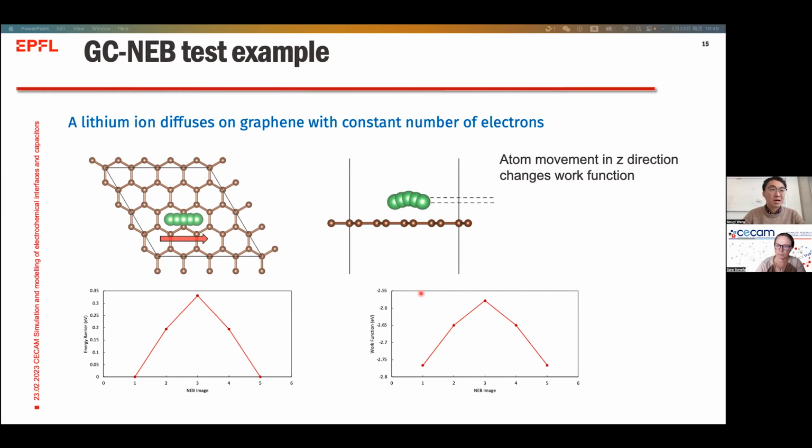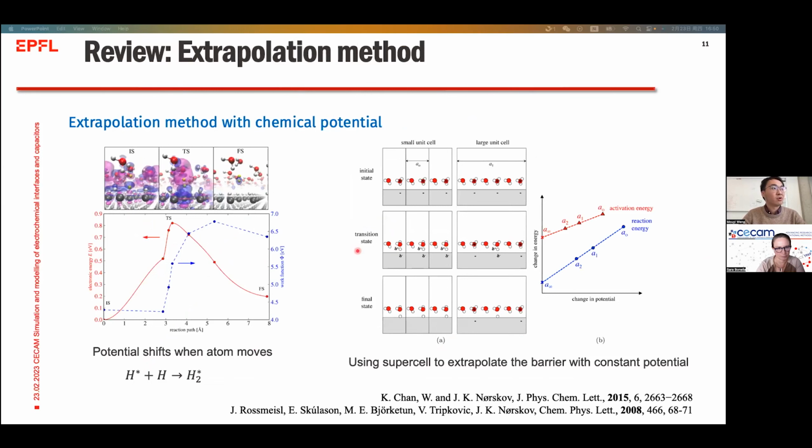Yeah, but you are right. This changes the barrier very little, but we would like to do more tests in more sophisticated systems. For example, we can have this metal with hydrogen combined to each other to see if there is much change between the constant potential and the constant number of electrons.